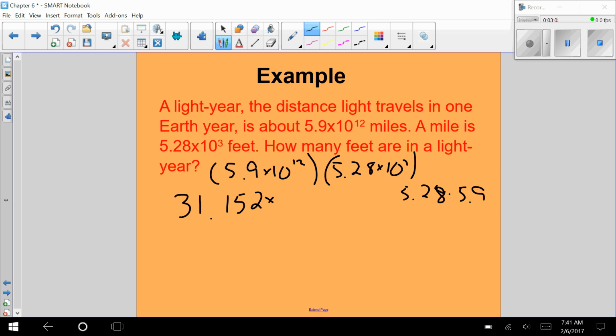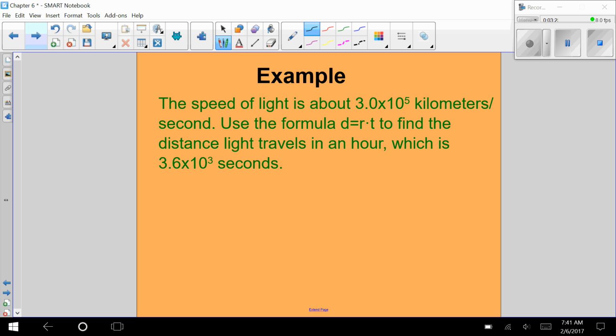31.152 times 10 to the 12th, and 10 to the 3rd makes 10 to the 15th. Well, 31.152 is not scientific notation. It's got to be 3.1152. That makes 3.1152 times 10 to the 1st, which makes my 10 become a 16th power.